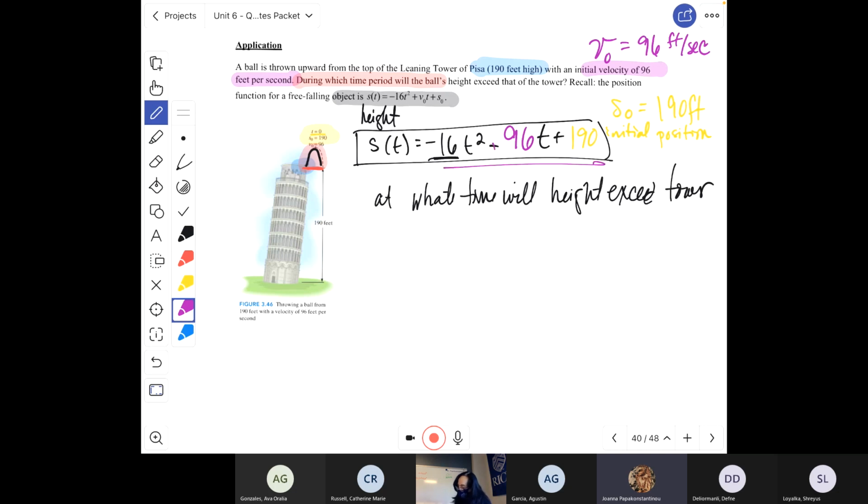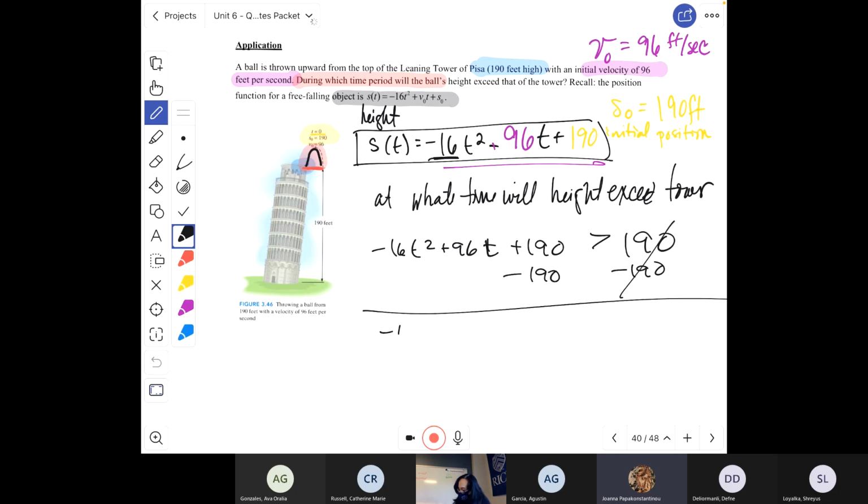Okay, so when is this going to exceed the height of the tower? You see how I wrote that inequality? So what am I going to do? How do you think I'm going to solve this? Find the vertex. Well, when you solve it, like 190 is the x. I'd solve it like I would solve any other quadratic equation.